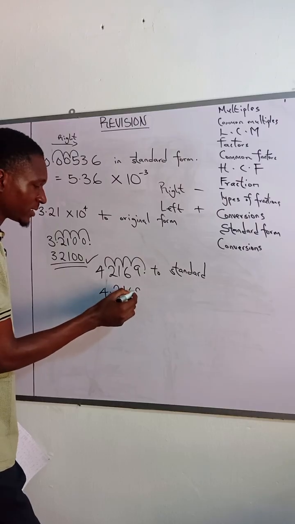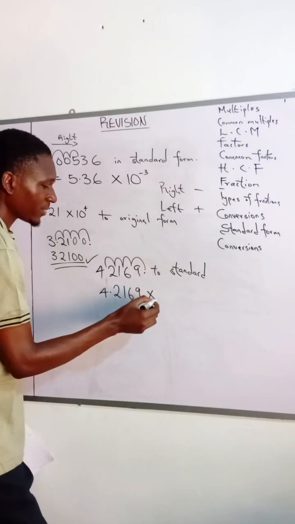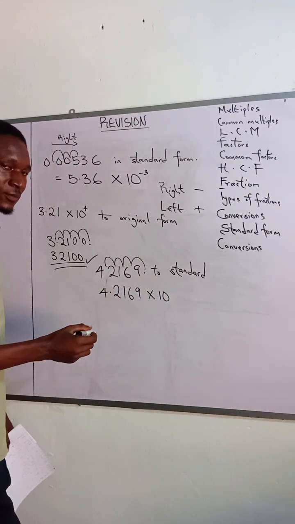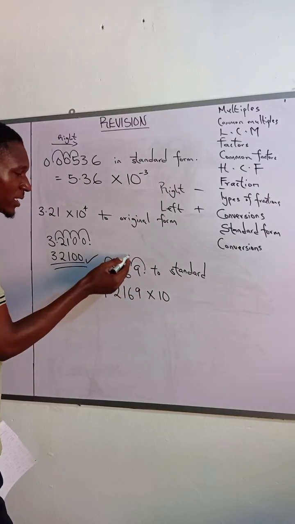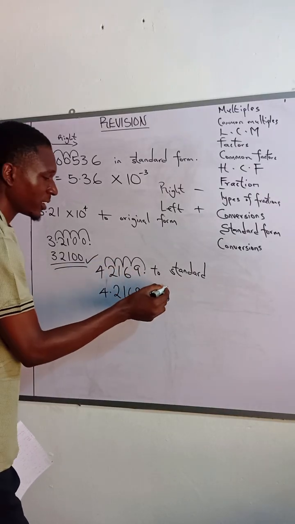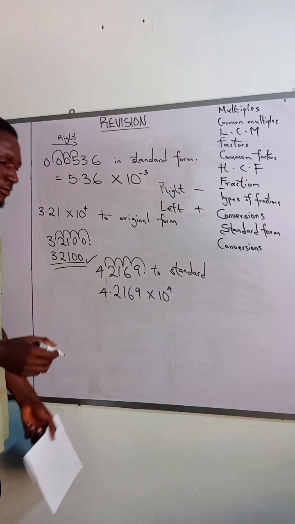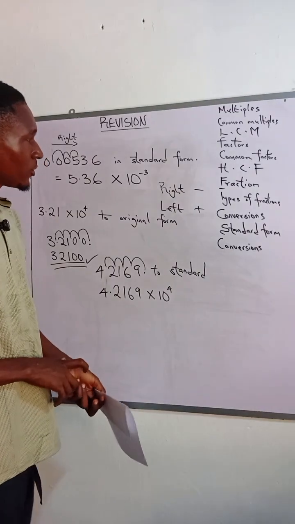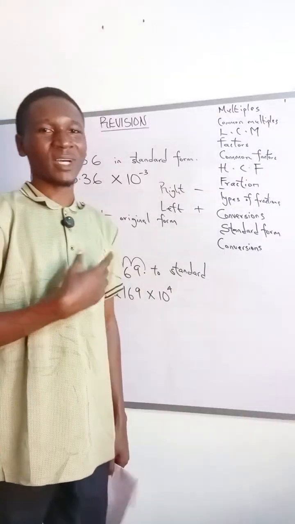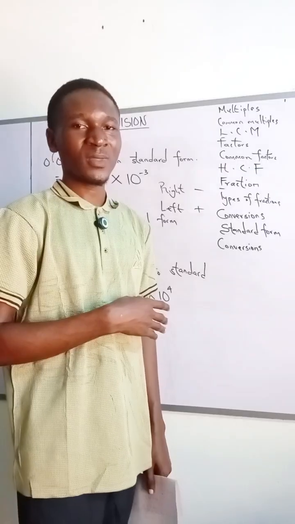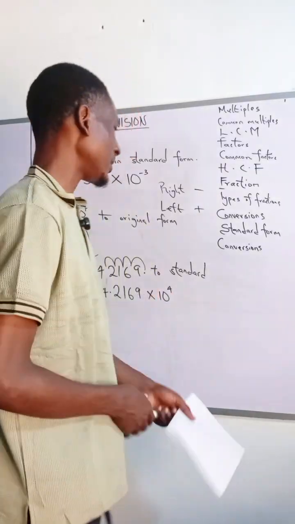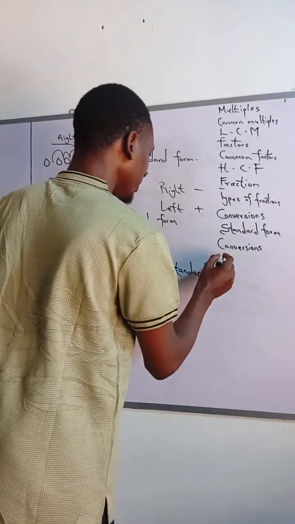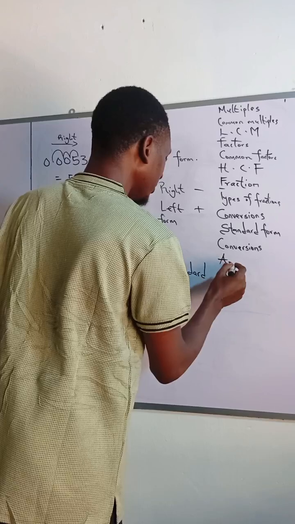4.2169, everything will be the same, multiplied by 10. How many times did you move it? 1, 2, 3, 4. This to the power of 4. This is how you carry out conversions in standard form. The next thing now is for us to go to, I think, the last topic we should be learning, which is approximation.